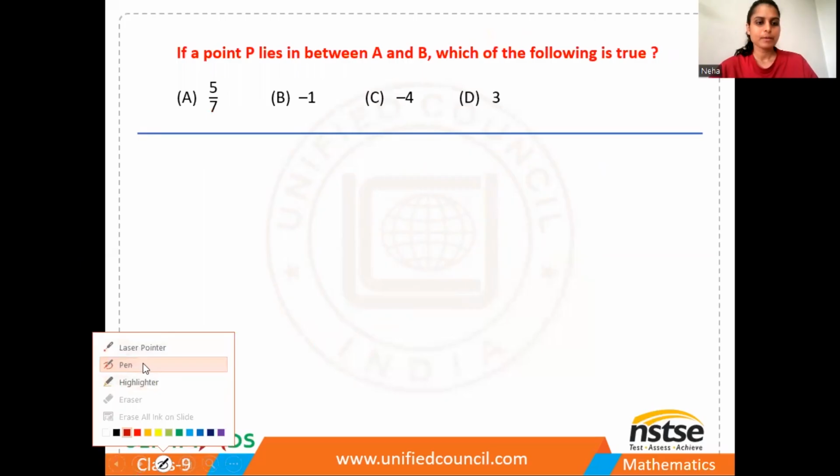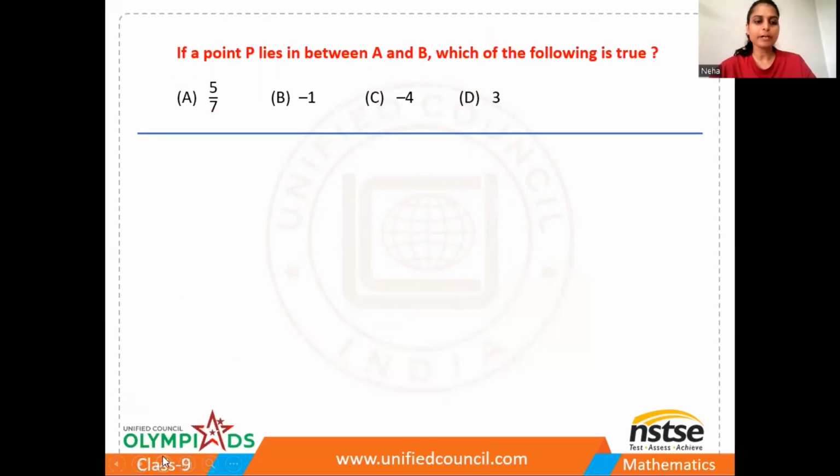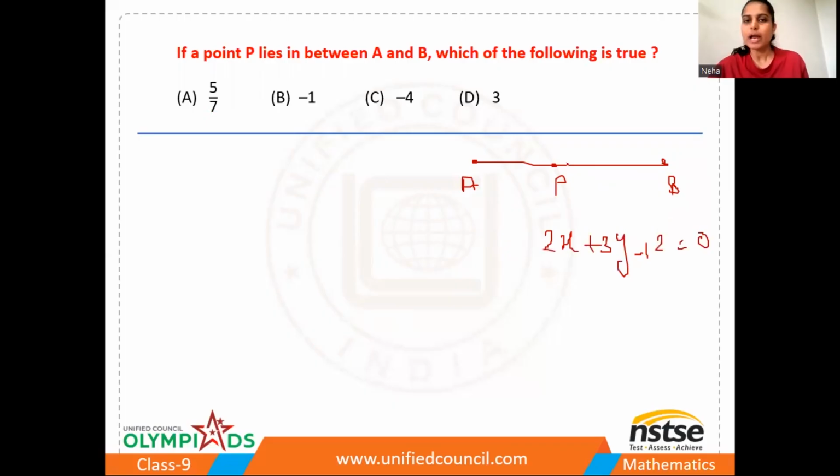Okay, so basically the question is saying that if a point P lies in between A and B. Okay, so this is your A, this is your B, and point P lies between A and B here, right? So in this question, the equation of the line is also given. The equation of the line is 2x plus 3y minus 12 is equal to 0, and the coordinate of point P is 2p, comma p minus 3. So basically in the question it is given that 2p, comma p minus 3 lies on the line 2x plus 3y minus 12 is equal to 0.